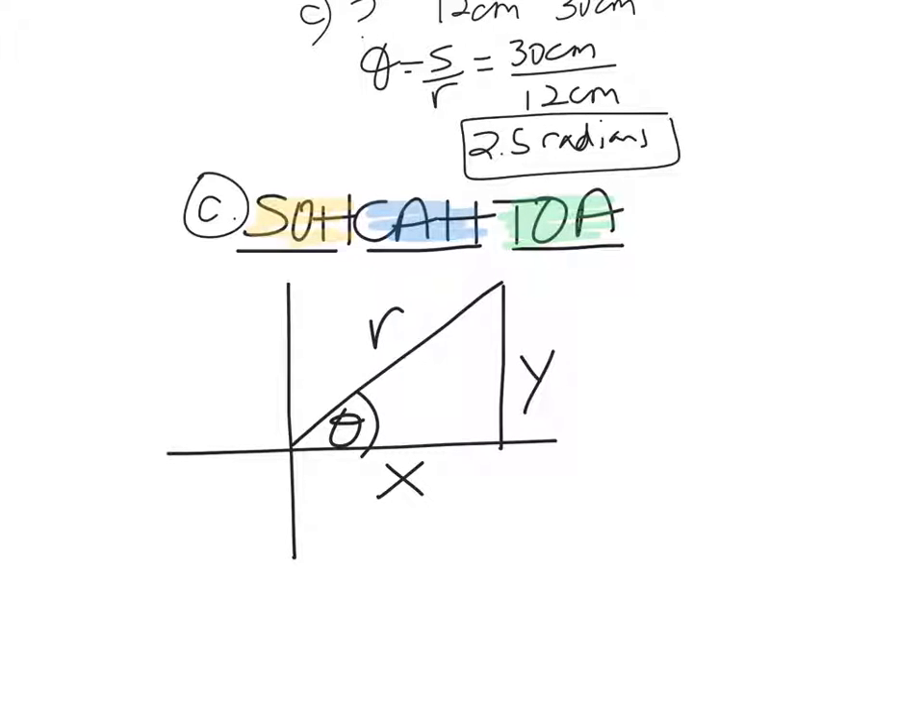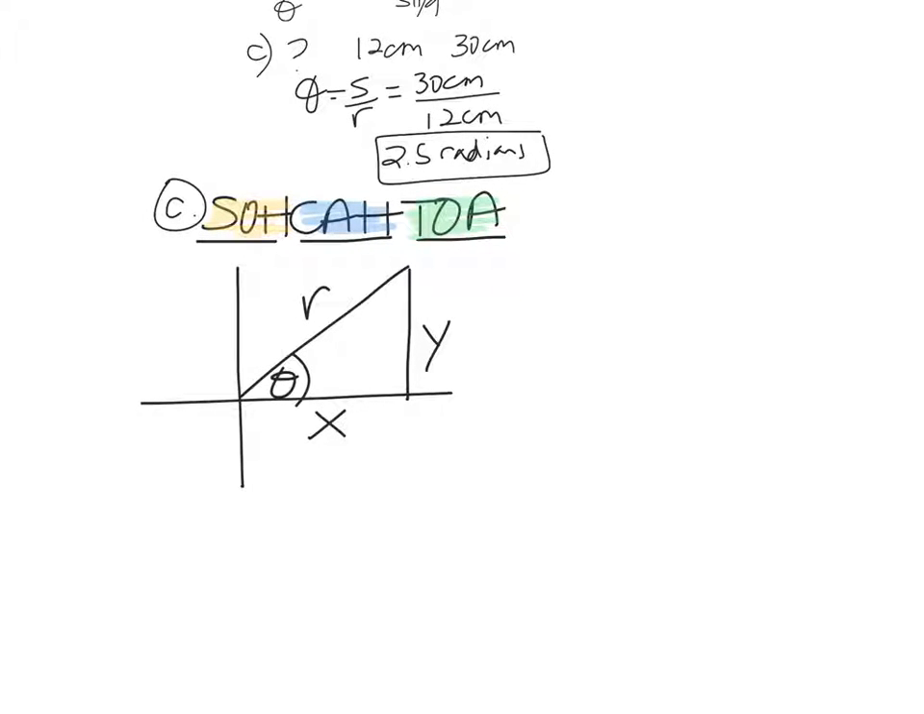All right. So Sohcahtoa basically is this. Here are your 6 trig functions.